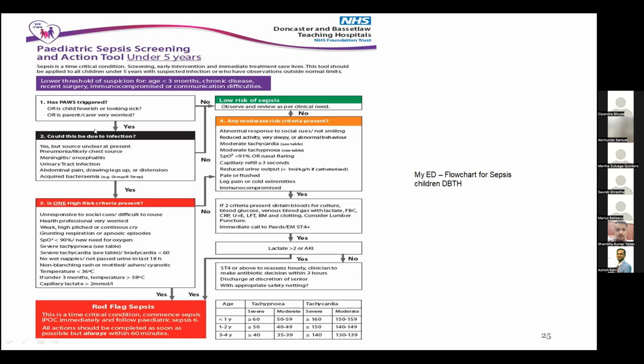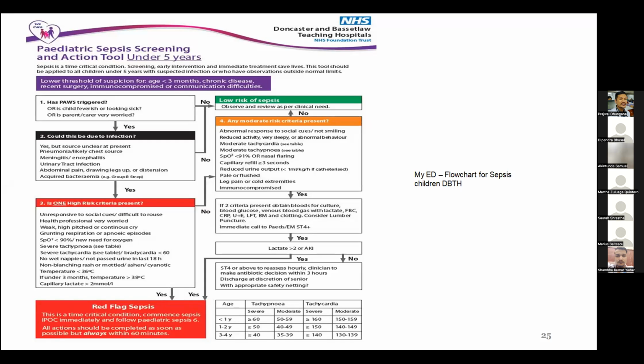If you go through the chart, it asks: has a POWS triggered? Can anyone tell me what POWS is? It is the pediatric warning score. In our department, we use a POW score. So if a child has a POWS trigger, or any child with a fever or looking sick, or any parent or carer very worried, these are the things we have to think about in every feverish child. We have to think first whether it's sepsis or not.